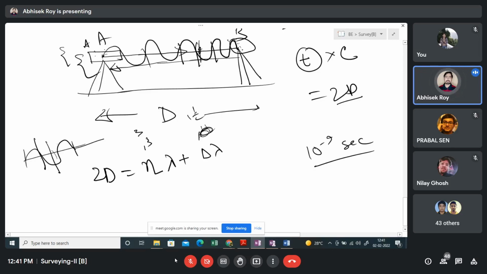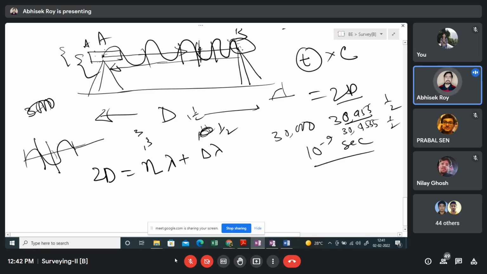So it can be not only 1.5, it can complete half only when it will go. So say 3 full cycles it has completed, or 3000 full cycles, or 30,455 full cycles, and some half cycle it has completed. That means, say, a 90-degree phase difference is there. So when it comes back, it will again complete 30,455 cycles and again complete half of the phase difference.